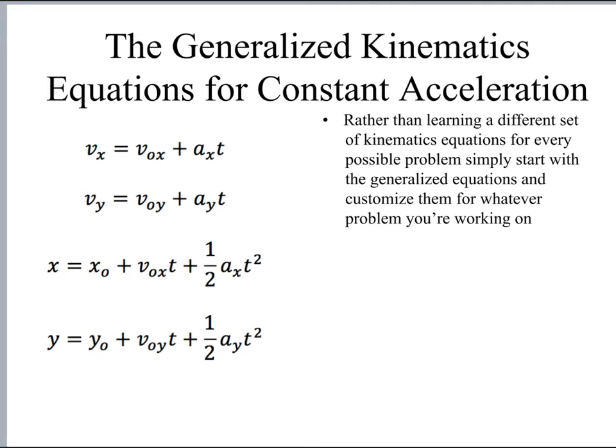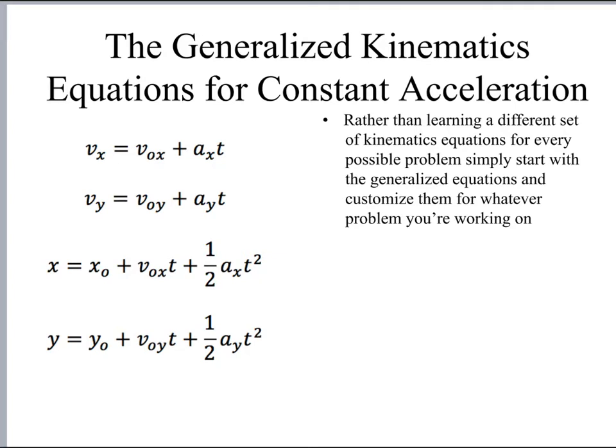Now, each of the different possibilities for something to be launched outward, you could launch it straight up, you could launch it horizontally, you could launch it at an upward angle or a downward angle. Each of those is going to get a different set of kinematics equations that are going to be used in solving those particular problems. But rather than trying to memorize all those different possibilities, it's much better to take the generalized equations that you already know and apply them to whatever problem by customizing them so that they fit the problem based on what's given in the problem.